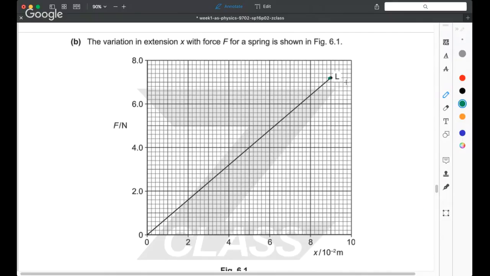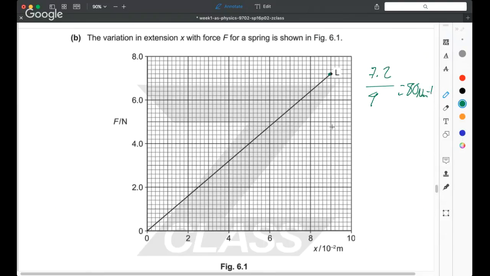So it's 7.2 over 9, and the unit is newton per meter. Yeah, but because it's times, sorry, 9 times minus 2.